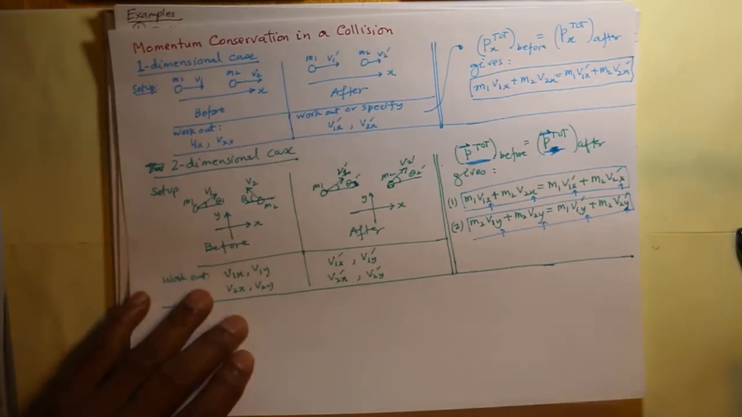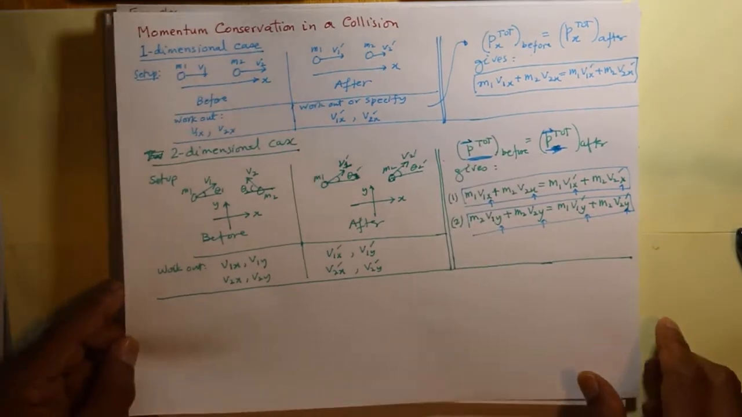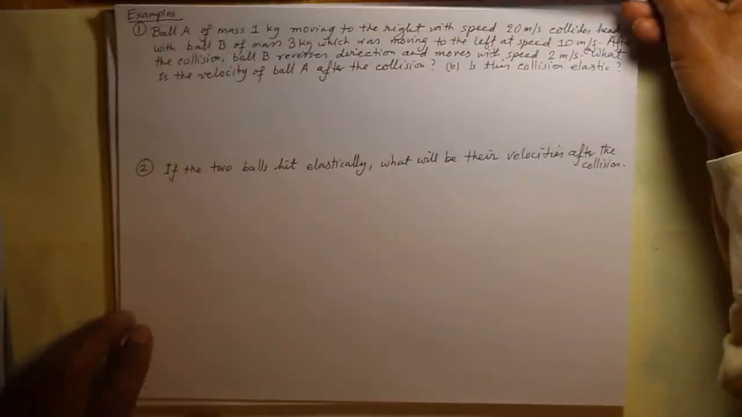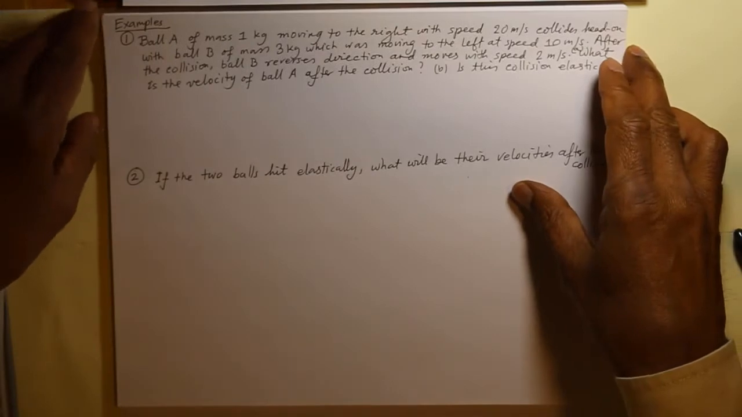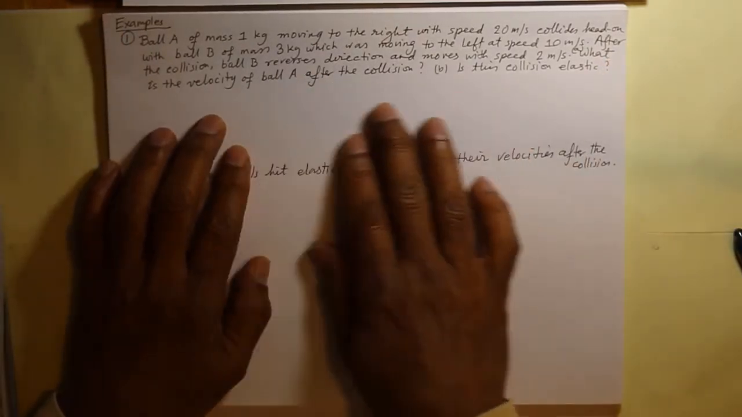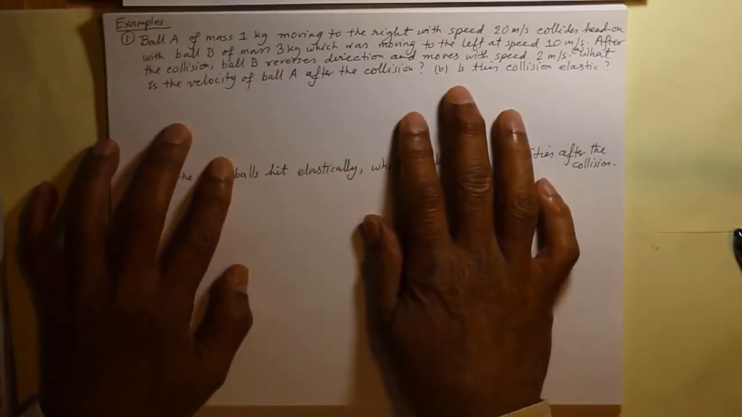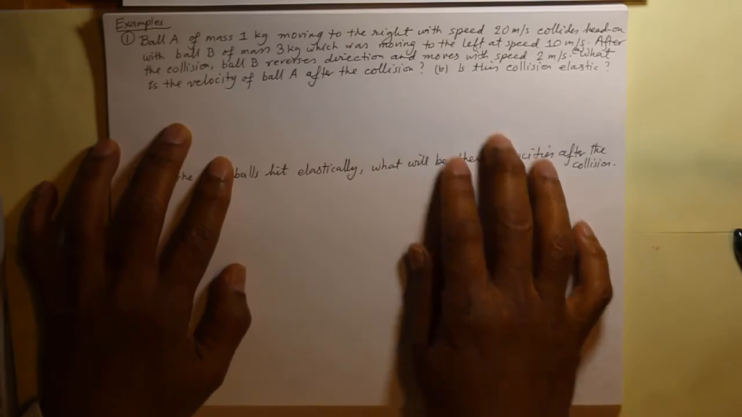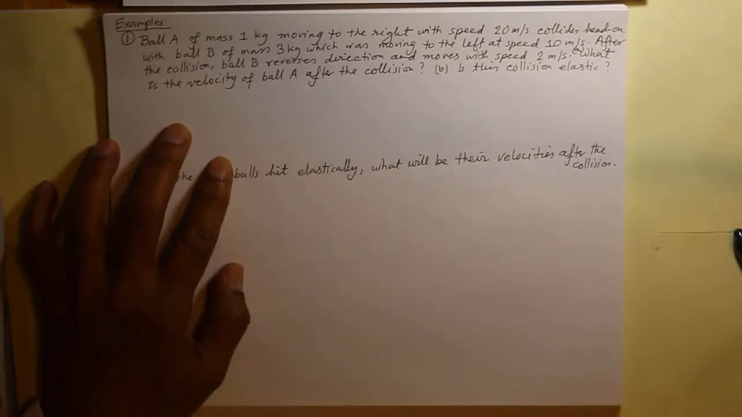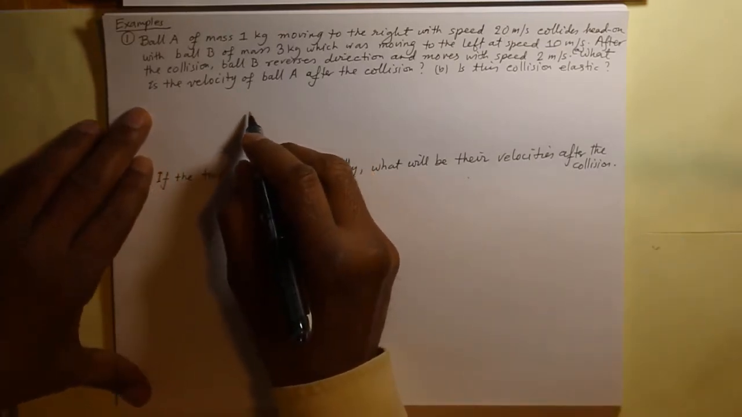Okay, so let's look at an example of a one-dimensional collision, a numerical example. So here is an example. If you want to work it out yourself, go ahead, pause the video and work it out. I'm going to work out a solution right in front here. So let's see. We are going to set it up first thing.